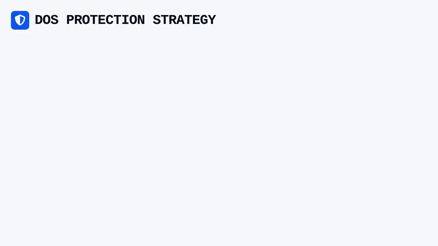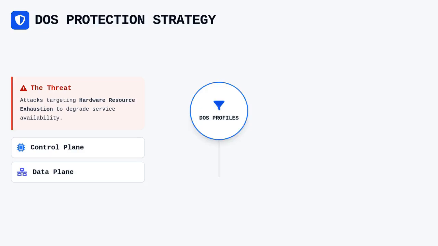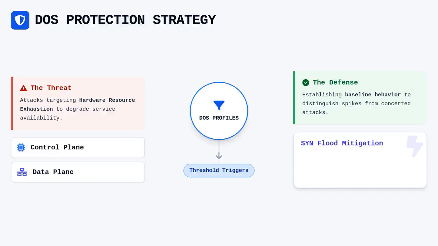Beyond mere file inspection, we must address the availability of our security infrastructure, which brings us to denial of service, DOS protection. These attacks aim to exhaust the firewall's hardware resources, specifically the control plane or the data plane, by flooding it with illegitimate traffic. We implement DOS protection profiles to establish baseline behavior and define threshold triggers for various protocols. When we configure a profile, we focus heavily on SYN floods, which attempt to exhaust the session table by initiating TCP handshakes that are never completed.